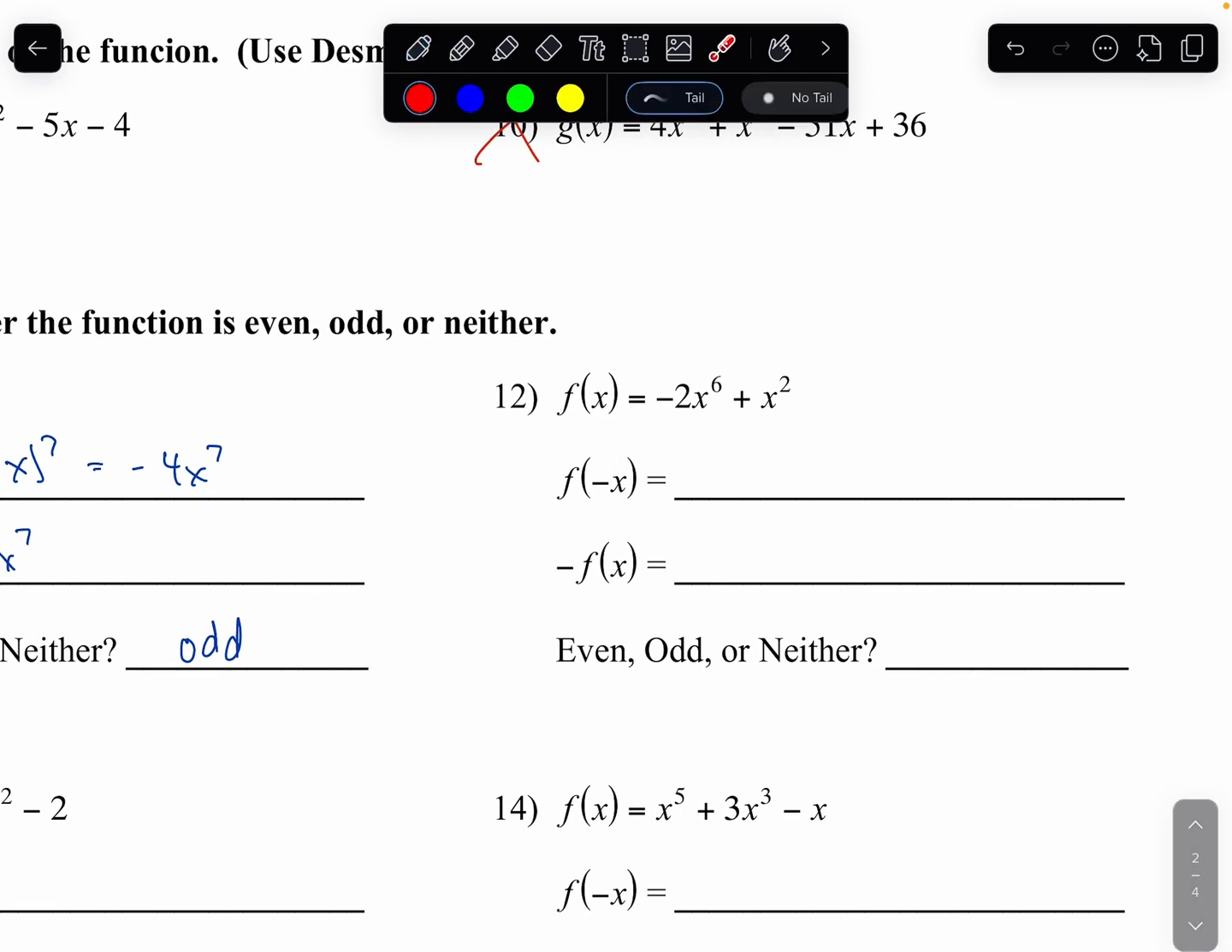All right. So let's plug in negative x here. So we get negative 2 times negative x to the 6 plus negative x squared, which, because negative is being raised to an even power, that doesn't change the term. So it's still going to be negative 2x to the 6, and then that's still going to be plus x squared. So because f of negative x is equal to f of x, then it is an even function.